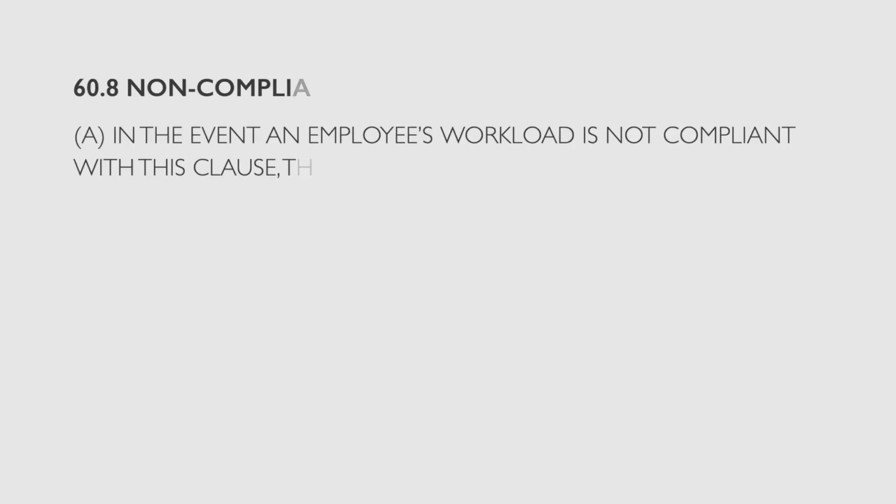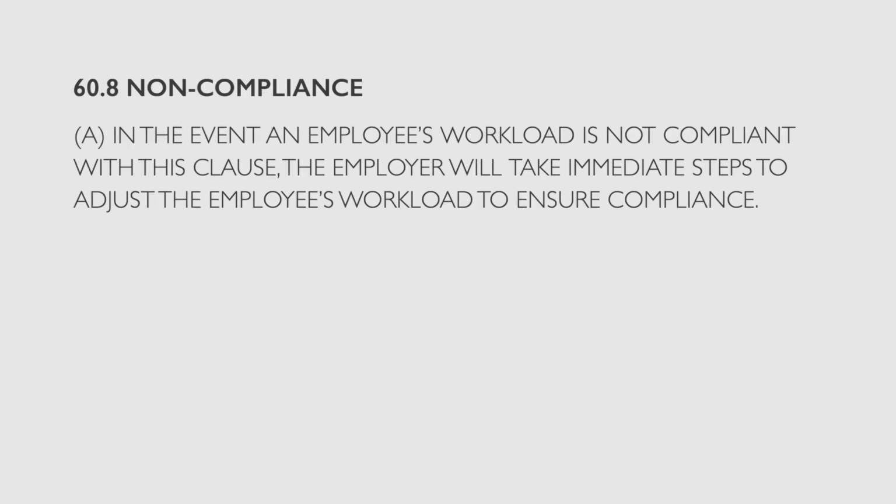Great. So let's look at the subclause. The change is located at subclause 60.8. The first part is unchanged, other than the heading, which was entitled Grievances in the last agreement. Clause 60.8, non-compliance, reads as follows. Part A, in the event an employee's workload is not compliant with this clause, the employer will take immediate steps to adjust the employee's workload to ensure compliance. And that takes us to the changes.